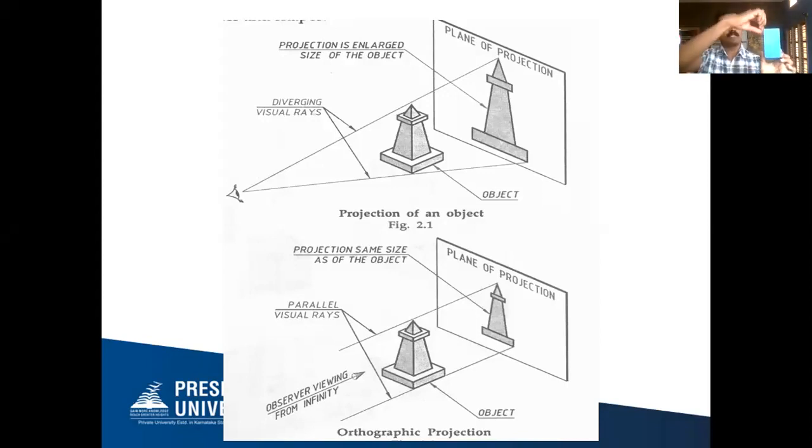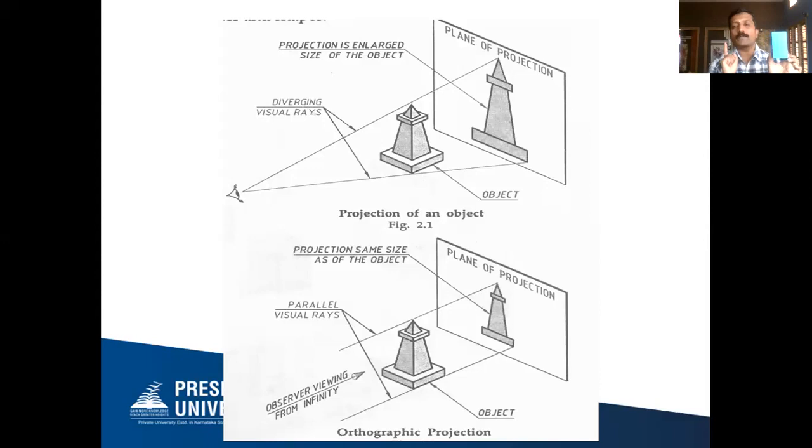I'll add two more things here. The projector lines that you are extending or projecting from the identified four points must be drawn such that they are parallel to each other. The projector lines you draw from the contour of this object are parallel to each other, as well as perpendicular to the plane where exactly you are projecting it. If these two conditions are satisfied, then the projection is called the orthographic projection.